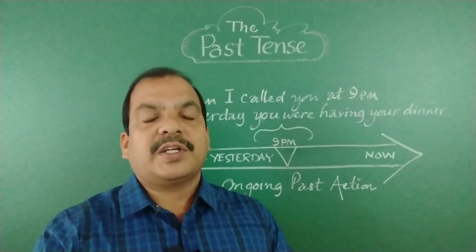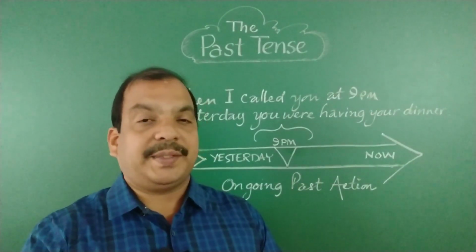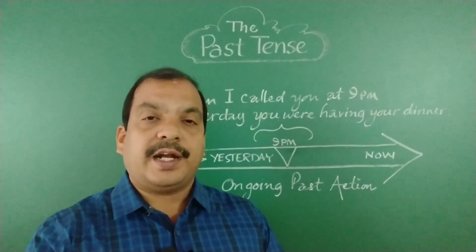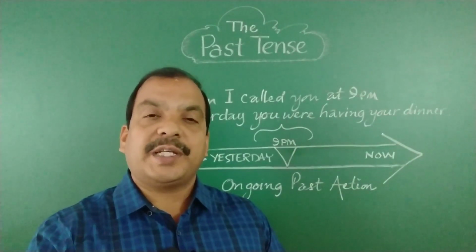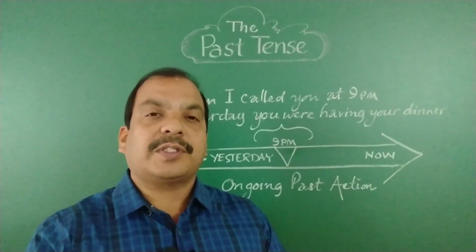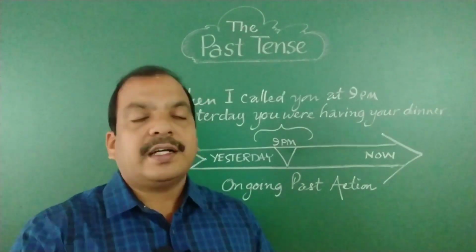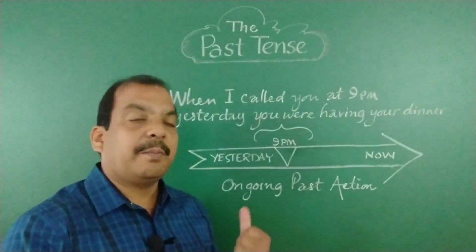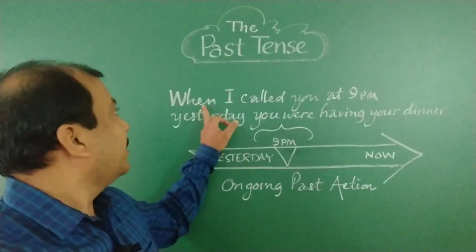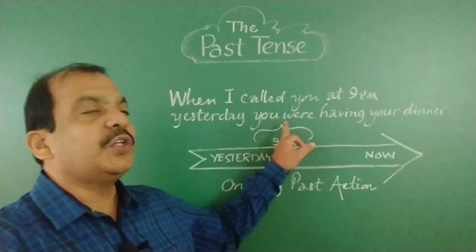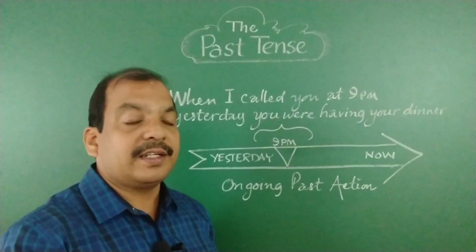Next, we shall go to the past progressive. The form is already told to you at the beginning, that is subject plus was or were plus verb plus ing. And see the use. The first use of the past progressive is, when I called you at 9 p.m. yesterday, you were having your dinner.